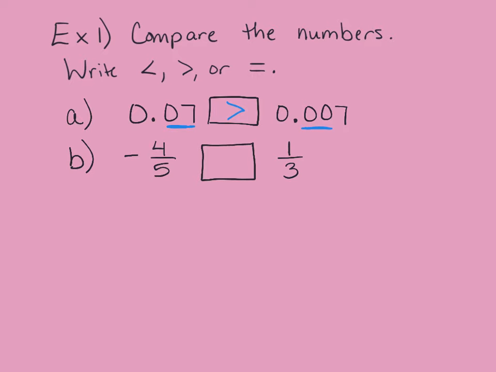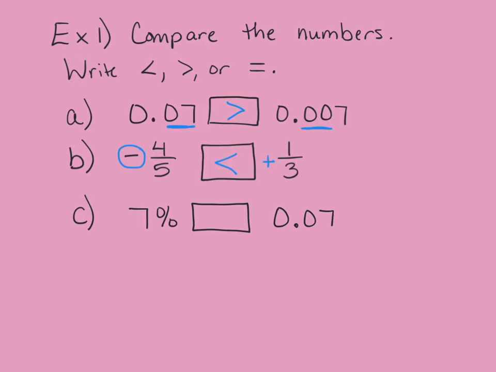B part, we're comparing fractions. And when I'm comparing fractions, I could change them both to decimals. However, I notice in this problem that I've got a negative compared to a positive. What's going to be smaller? The negative. So the negative 4/5 is less than positive 1/3. Now you could have changed them to decimals and compared, but it just wasn't necessary on this problem.